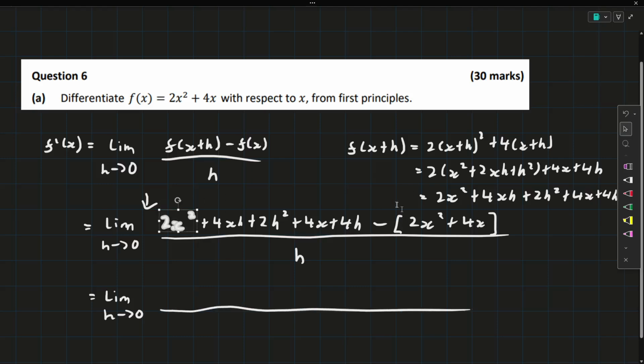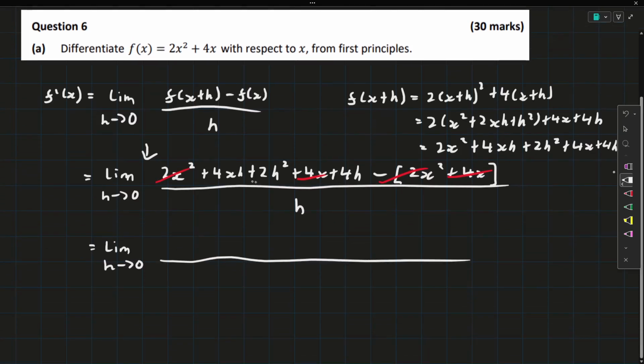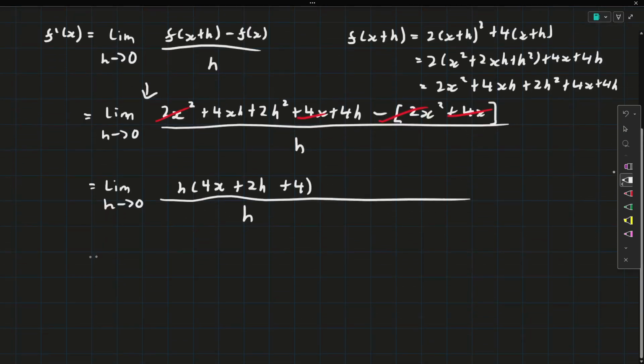So we have 2x squared minus 2x squared. They're gone. We have 4x here minus 4x here. They're gone. So what we end up with, and we can factor out an h. I'm just doing a few steps at once. Of course, in the exam, you'd write them all out. So we can factor out an h, because it'll cancel out the h on the bottom.